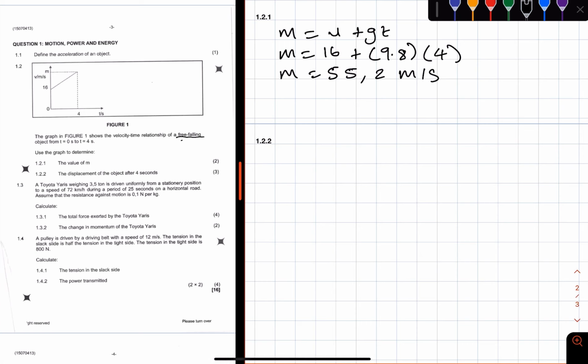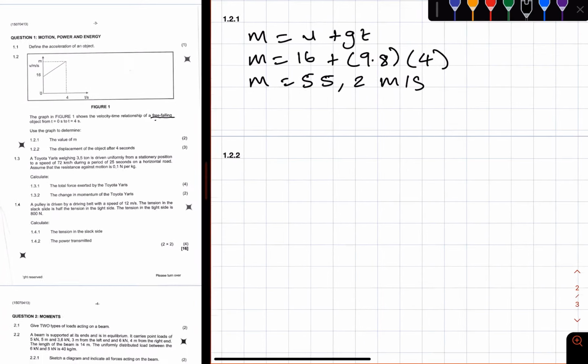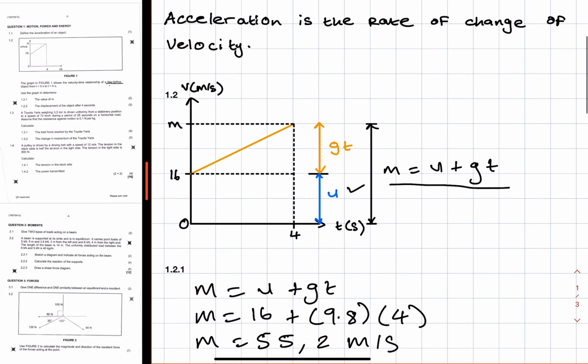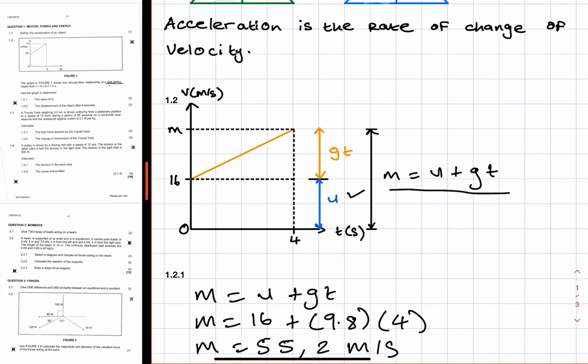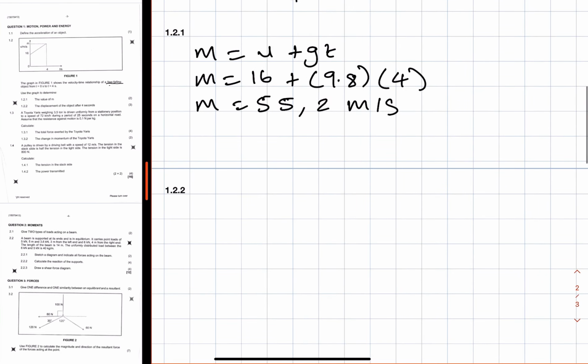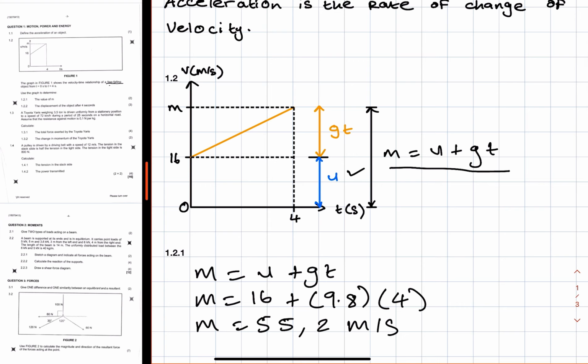1.2.2 reads as follows. We need to determine the displacement of the object after 4 seconds. Now, there's a few ways you can do this. Remember, they said from the graph, so whatever formula you use, it has to be from the graph. If they say from the graph, you need to use the area under the graph, and that is the area of a trapezoid.